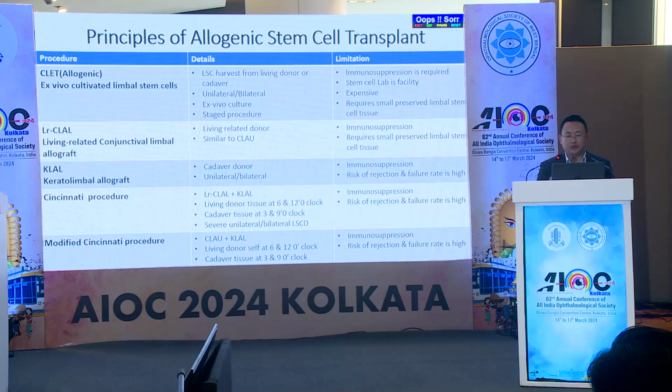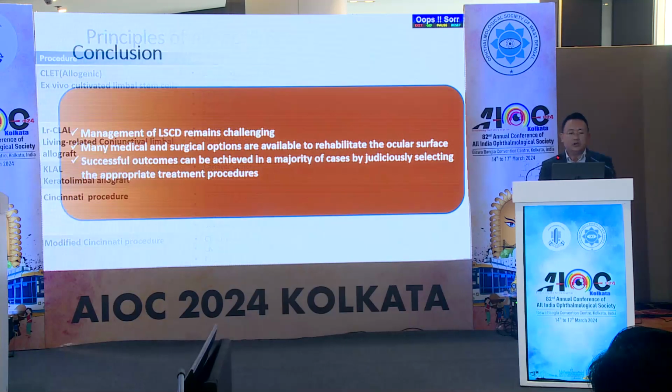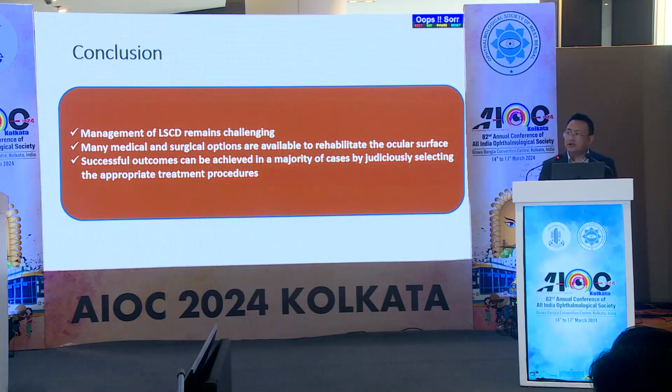You have the Cincinnati procedure, which I have already explained before, and modified Cincinnati, where conjunctival limbal allogenic graft along with the keratolimbal allogenic graft can be used, which can be harvested and cultured, and then the cultivated cells are used in a recipient eye, the diseased eye. But here the limitation is that it also requires immunosuppression, and the risk of rejection and failure rate is high. So in conclusion, the management of limbal stem cell deficiency still remains challenging.